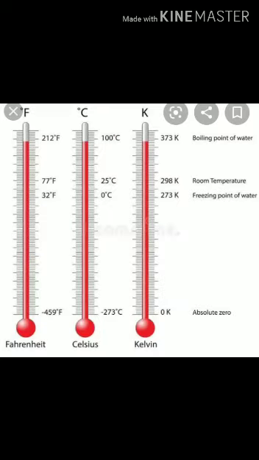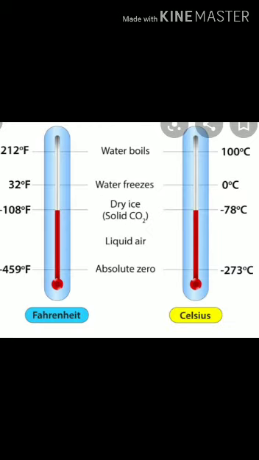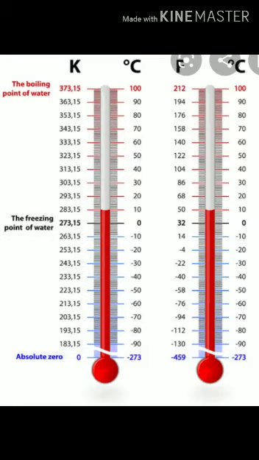The SI unit of temperature is Kelvin, and the other commonly used units are known as Celsius and degree Fahrenheit. Sometimes degree Rankine is also there. So these are the different units actually used for measuring temperature. Now a thermometer is a device by which we can measure the temperature.